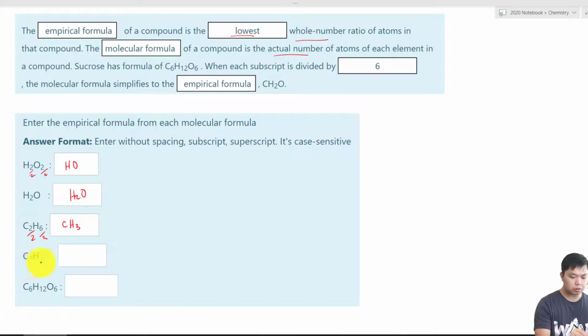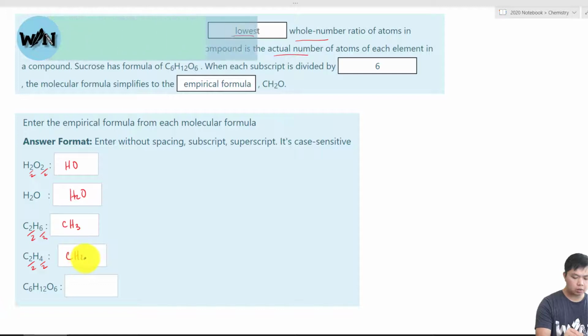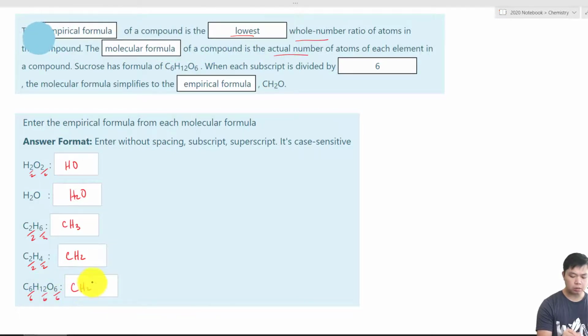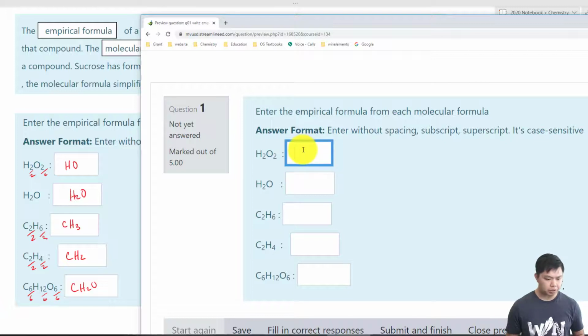And here we have C2H4. This can be divided by 2, so we have CH2. And then we have C6H12O6, like we did before. Divide by 6, divide by 6, gives us CH2O. Now let's type in our answers to check them.